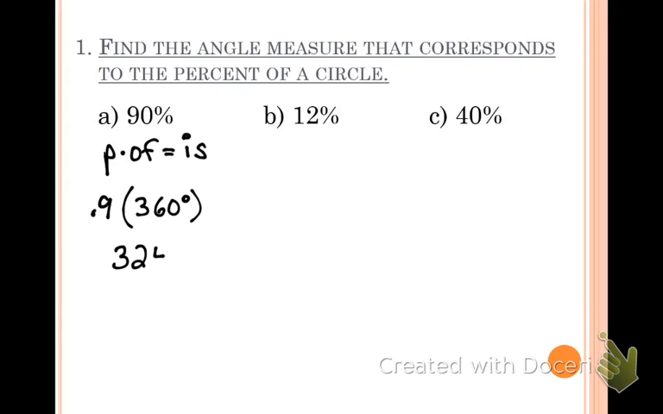And what is 0.9 times 360 degrees? 324 what? Degrees. Okay, so if you're ever multiplying it by degrees, your answer is always going to come out as degrees. Let's go to the next one. This one is only 12% of the circle. You're going to write down your formula first. Then Kyla, what's my P?